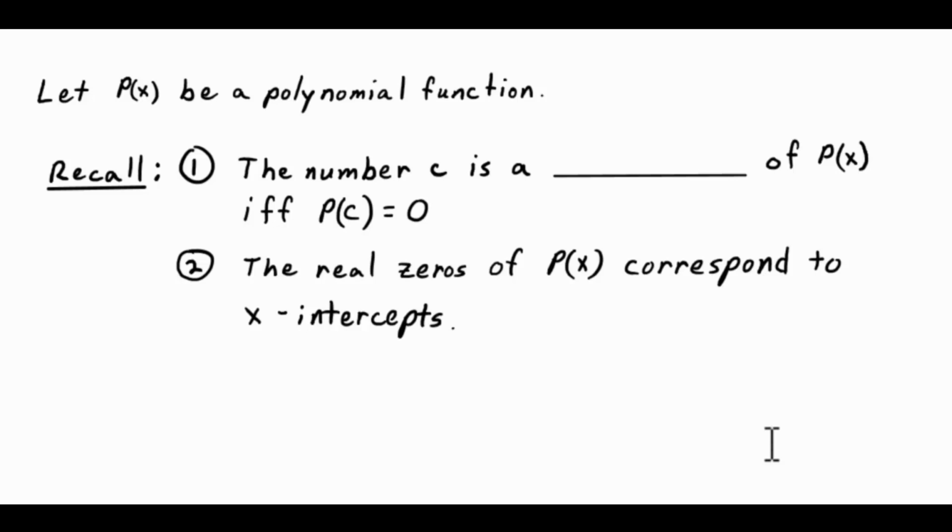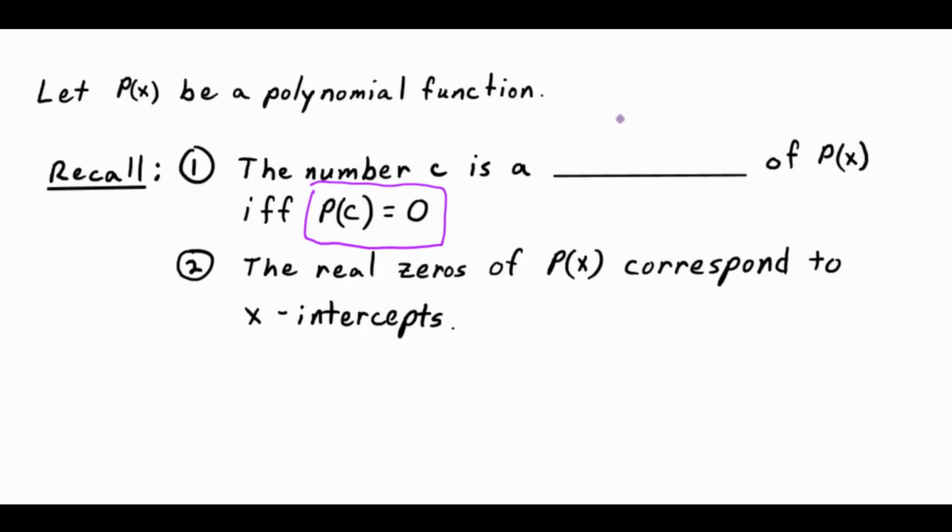Okay, let p of x be a polynomial function. Recall number one. The number c is a blank of p of x if and only if p of c equals 0. What do we call c if p of c equals 0? So what do we call c if p of c equals 0? We call it a, it begins with a z.